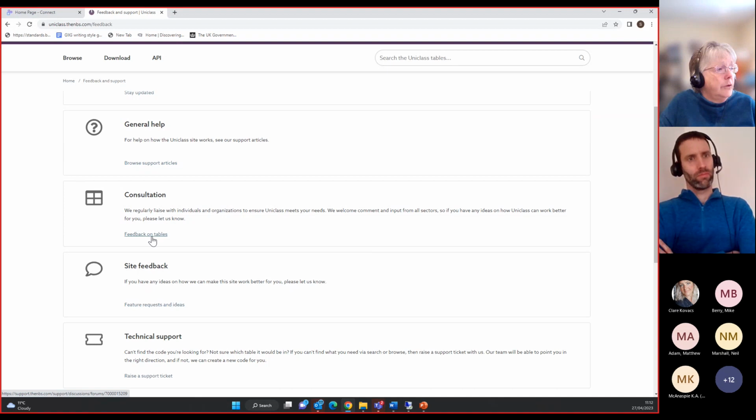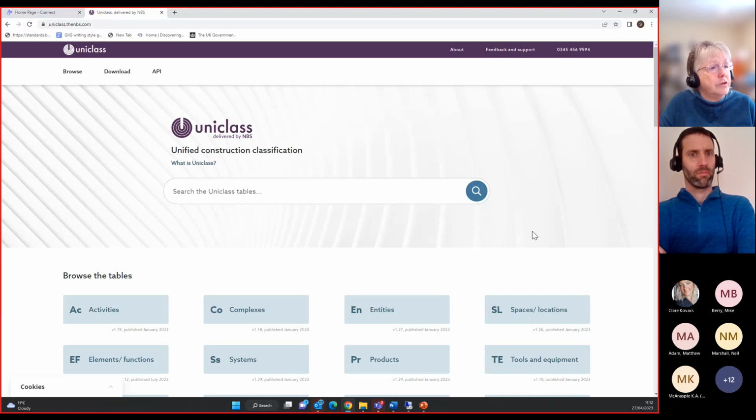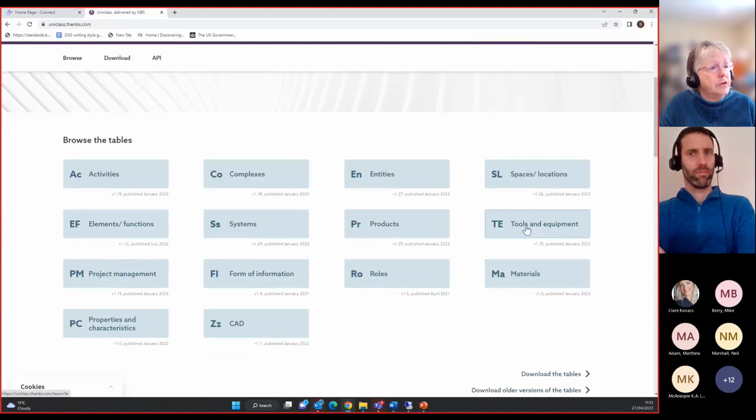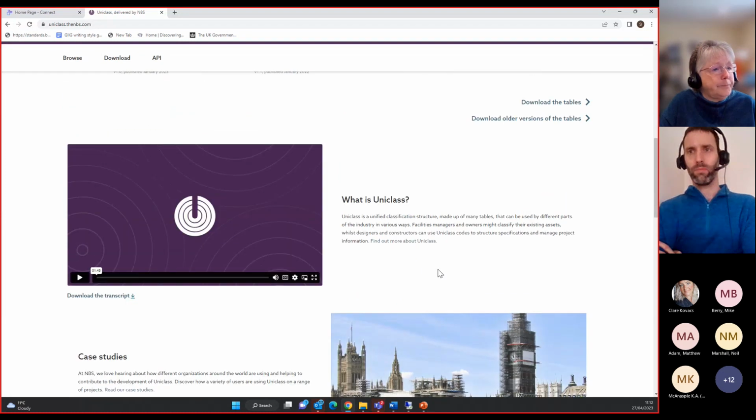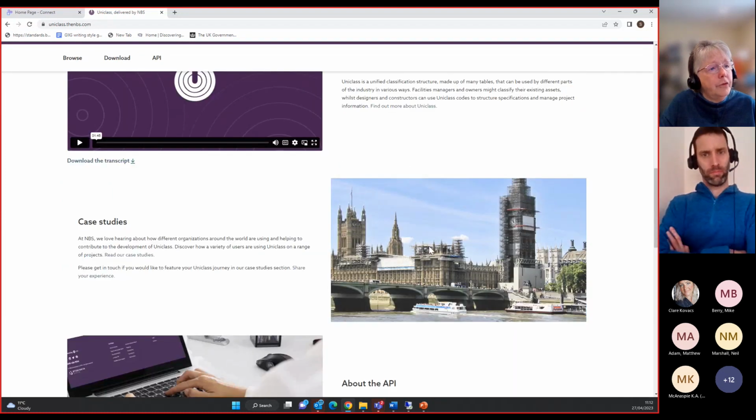You've got the option to send an email or give us a call. So there's lots of ways of getting in touch with us in order to either get help or to request a new code or just really to find out more information. And this is some information here.